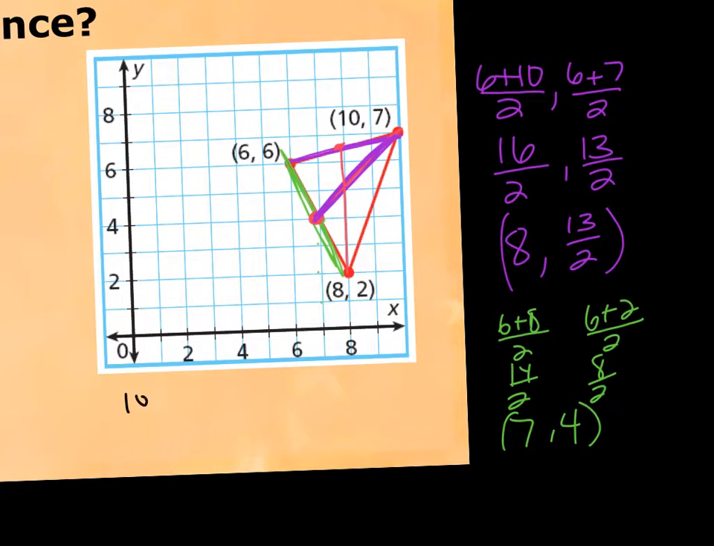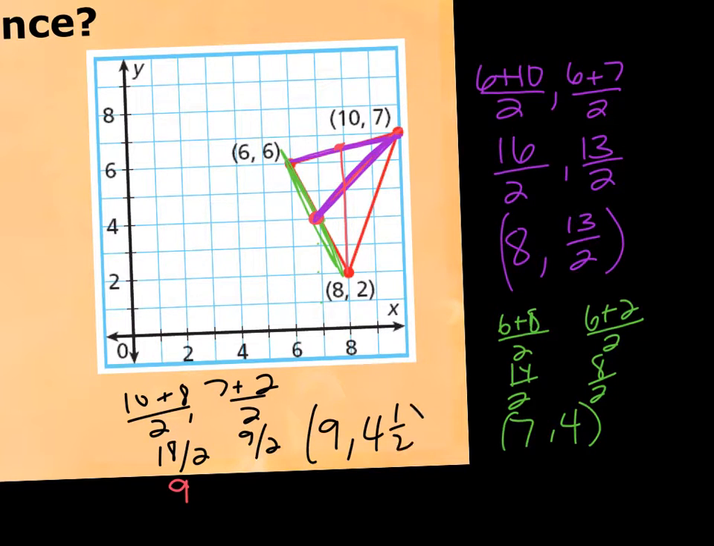So then I would do 10 plus 8 divided by 2, and 7 plus 2 divided by 2. 18 divided by 2 is 9, and 9 divided by 2 is 4 1/2. So 9 and 4 1/2, which is here. And then I have to connect them. Now, do you see your centroid? Yeah. And it's on a nice round whole number, right?